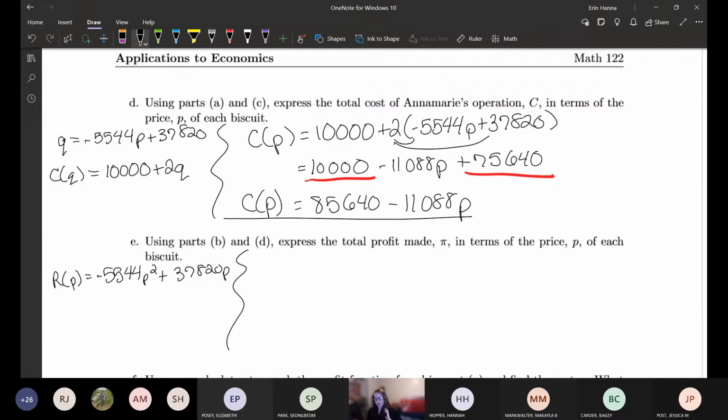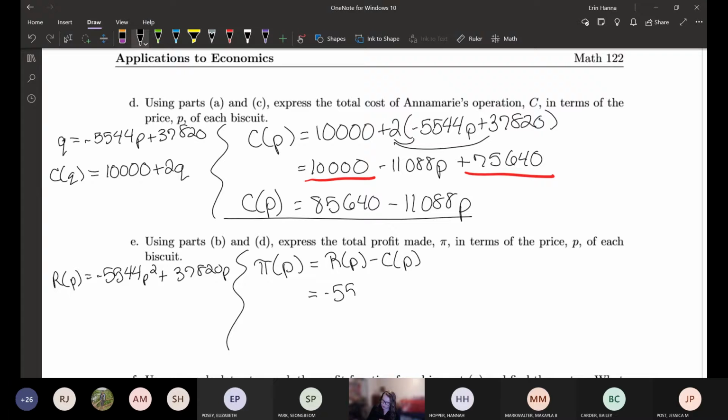Okay. So now we're asked to essentially use parts B and D. So part B was the revenue and part D is what we just found, to express the total profit in terms of price of each biscuit. So we want the profit function in terms of price. So remember, profit is our revenue minus cost. And we want it in terms of price. So we want to use the ones in terms of price for each case.